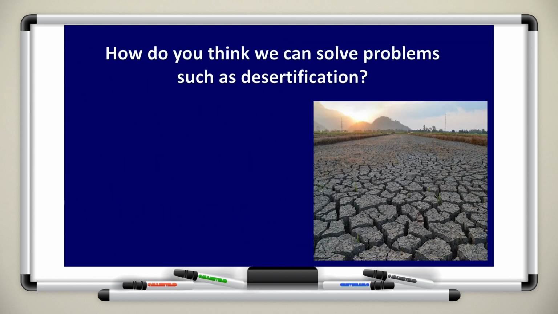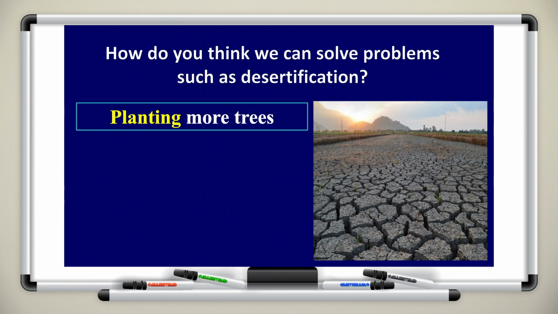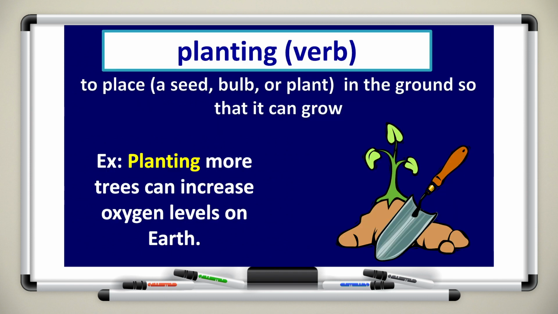Now we know the causes and the results of desertification. Take a look at this question. How can we solve the problem? How do you think we can solve problems such as desertification? What can we do? First, planting more trees. Planting means to place a seed in the ground so that it can grow. Example, planting more trees can increase oxygen levels on Earth.